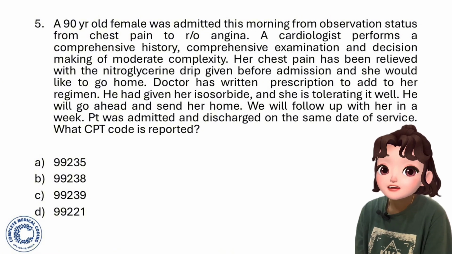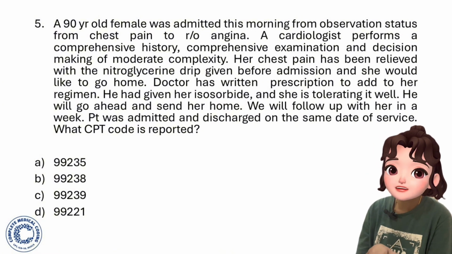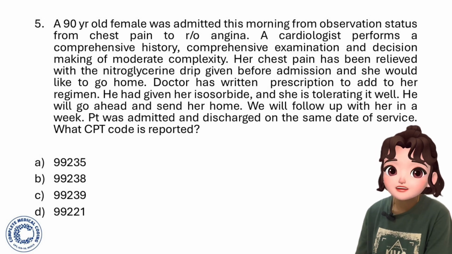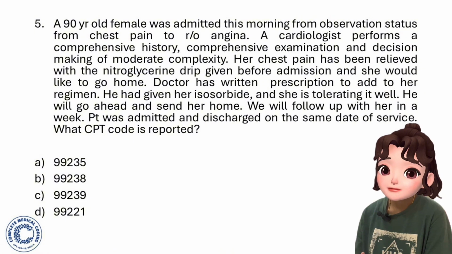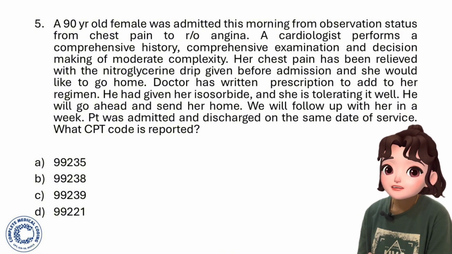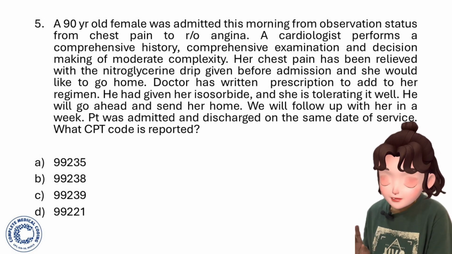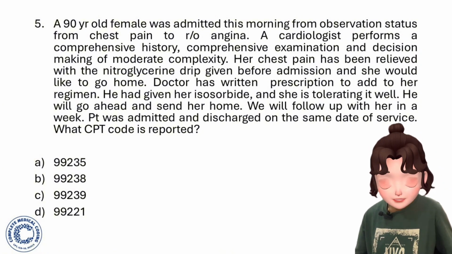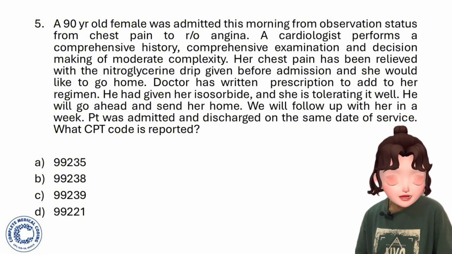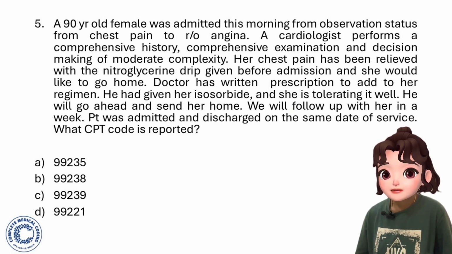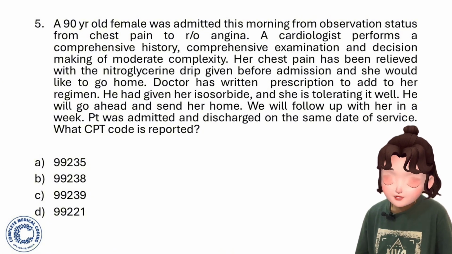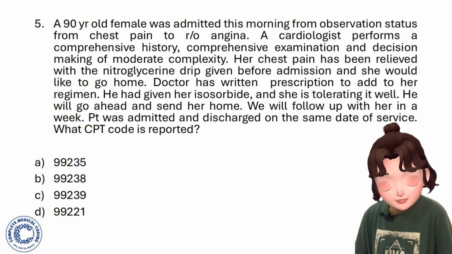So here there are so many in-depth details mentioned. Some story is mentioned, which is not required for us at all. See, if you check the options, only one code is there. So what we have to code? Comprehensive history, comprehensive examination and decision making of moderate complexity. Anyway, let's start finding out the answer. What is the first one? 99235. 235, 238, 239, 221. These are the codes. Okay, so what is 99235?